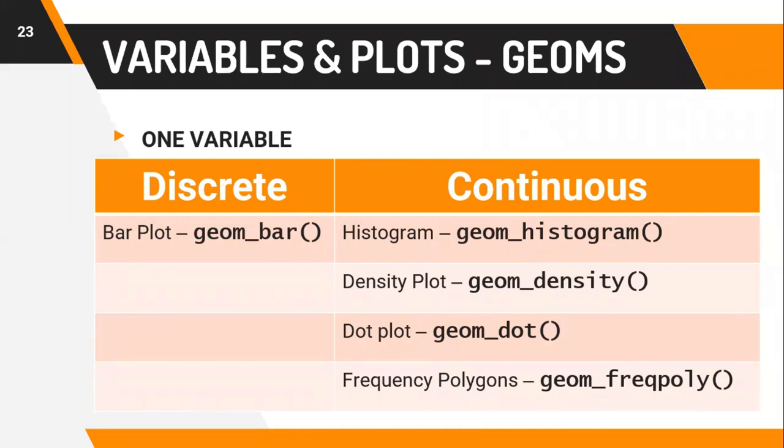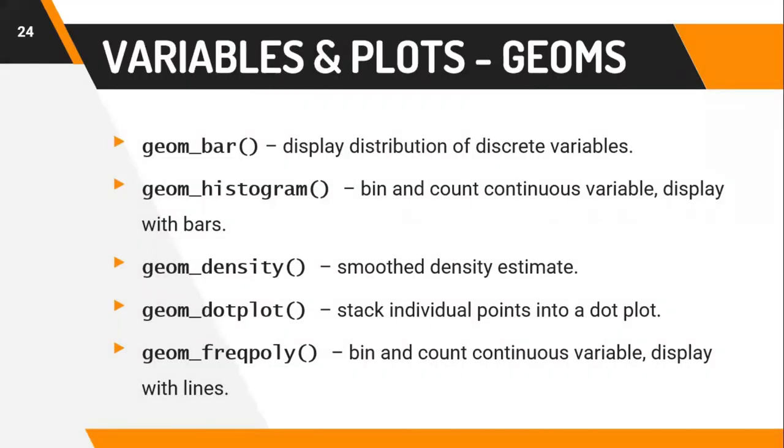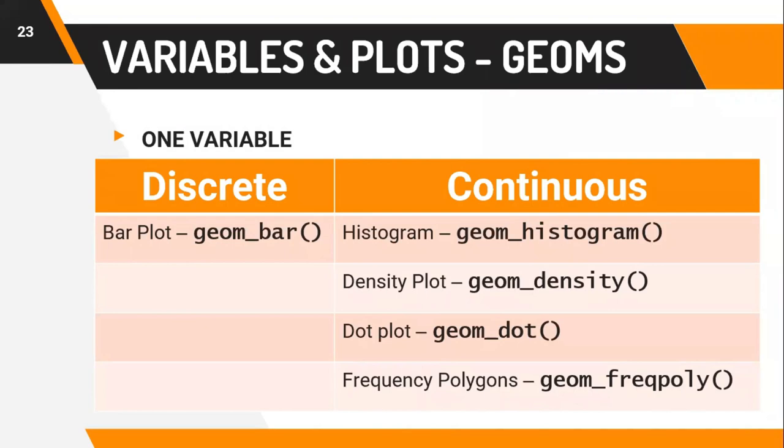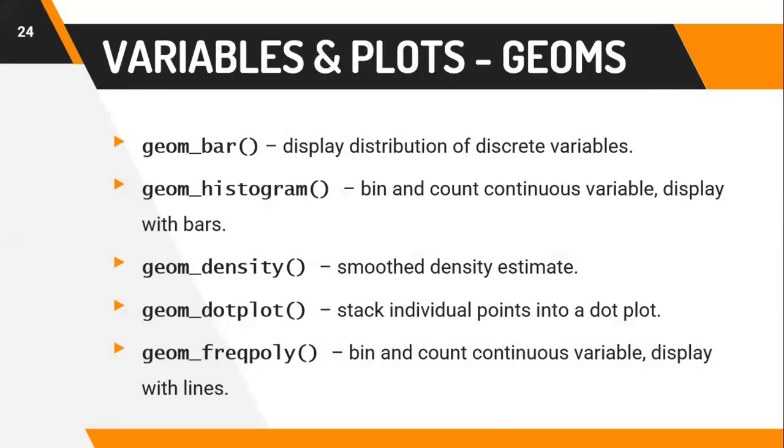I have given the meaning behind these geometries in the next slide. So the geom_bar displays the distribution of discrete variables. The geom_histogram will bin and count continuous variables and represent them with bars. The geom_density will give a smooth density estimate. The geom_dotplot will stack individual points into a dot plot. And the geom_freqpoly will bin and count continuous variables like the geom_histogram, but this time with lines instead of bars. Any slide where you see this sort of tabular representation, I've given the meaning behind those geometries in the next slide.